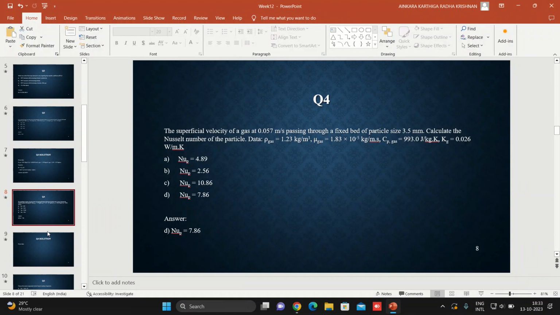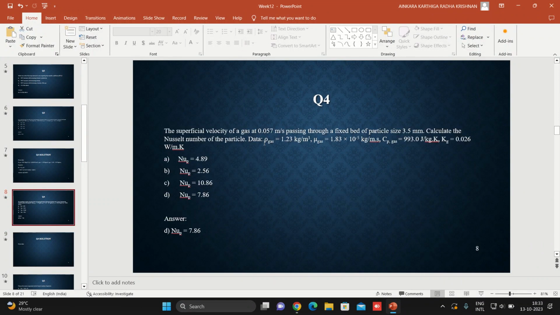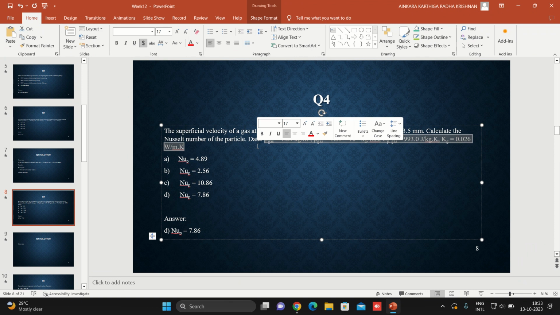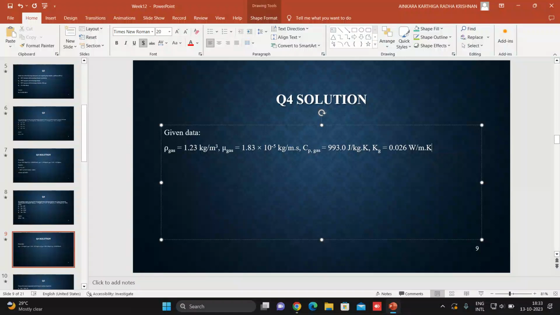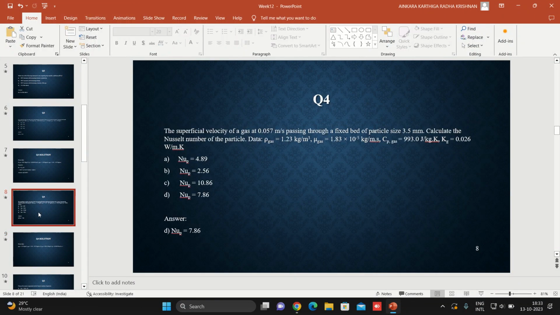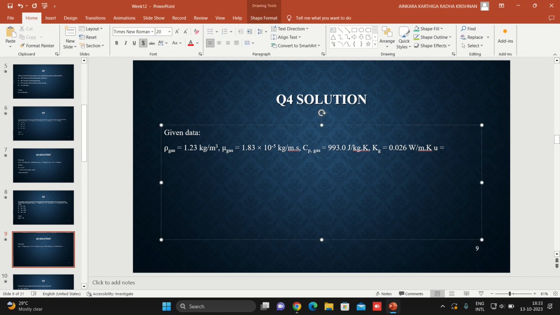So we will solve this. Given data, we will write from the question. And in addition to it, we have U, which is 0.057 meter per second. 0.57 meter per second.